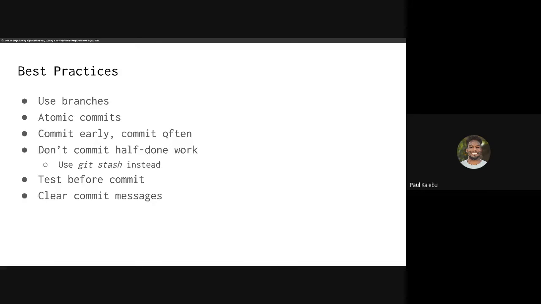And it's recommended to make atomic commits. What does this mean? This basically means your commits should be of related changes. So if I added mashed potatoes to the menu, that should just be mashed potatoes.